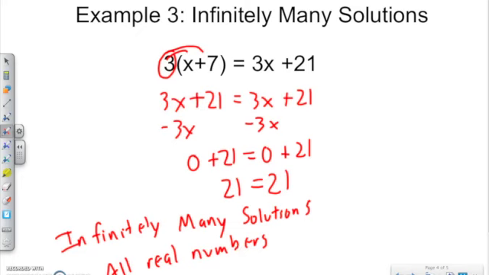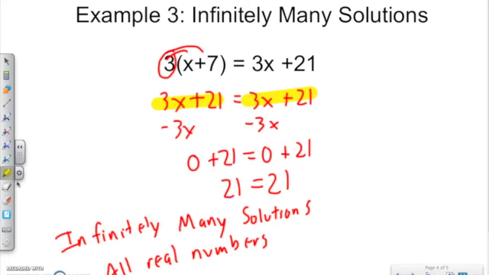Alright, just like we had a little giveaway in the last one, I do want to go back up and look for just a second at our simplified forms. Notice on both sides, 3x plus 21 and 3x plus 21, we have the exact same equation. If you have the exact same equation on both sides, it is going to be an infinitely many solution.